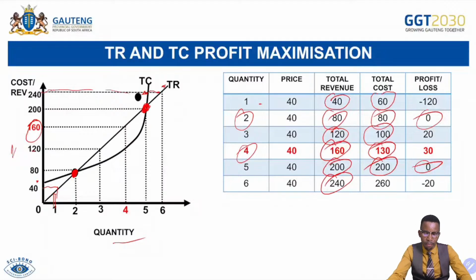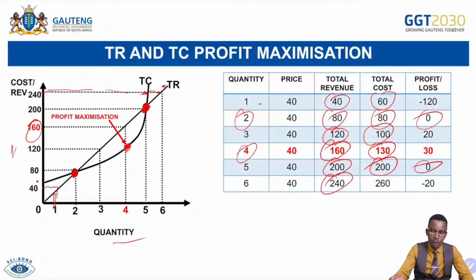So let's see. There is the point I was talking about. And then let's check. Remember, how do you maximize the profit here? The profit is maximized at the point where TC is furthest away from TR. You can see that at this point, total cost is far away from total revenues. Then the firm is maximizing its profit when we use TR and TC. Then we say profit maximization point there because total cost is far away from total revenues in that position.